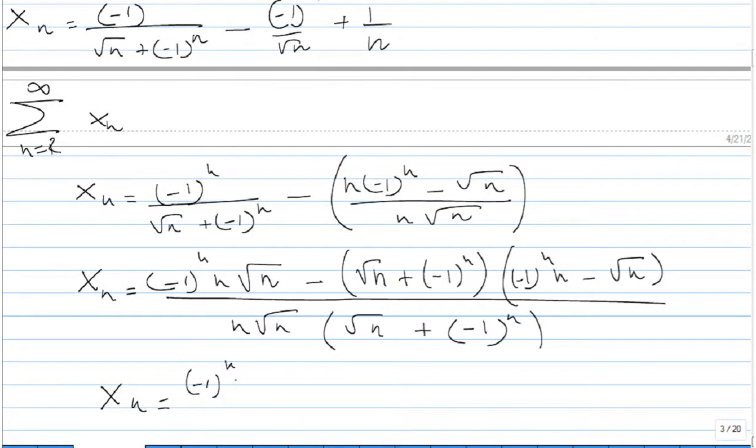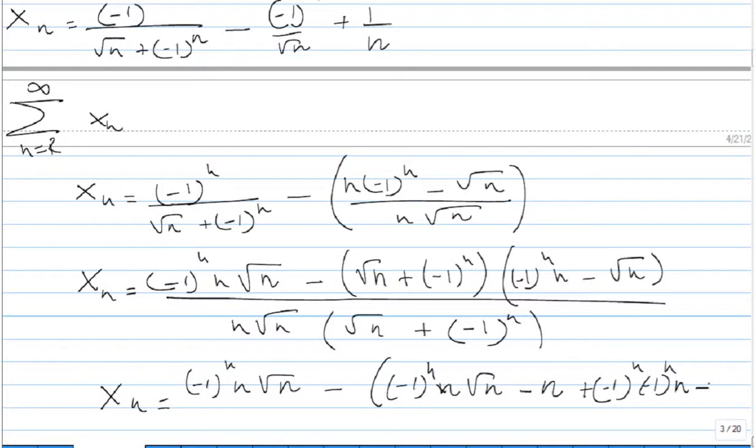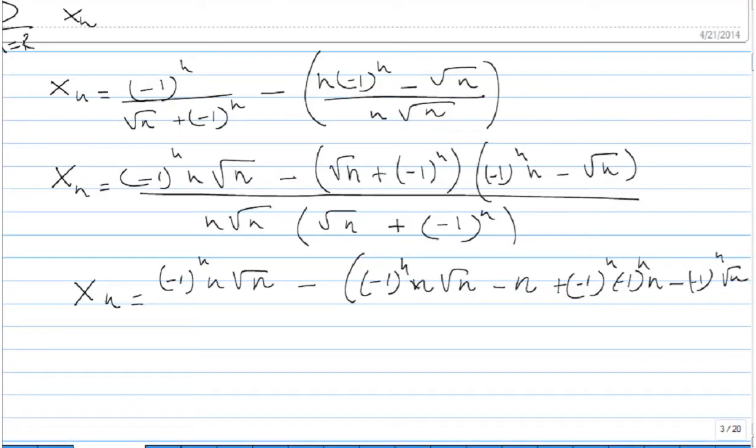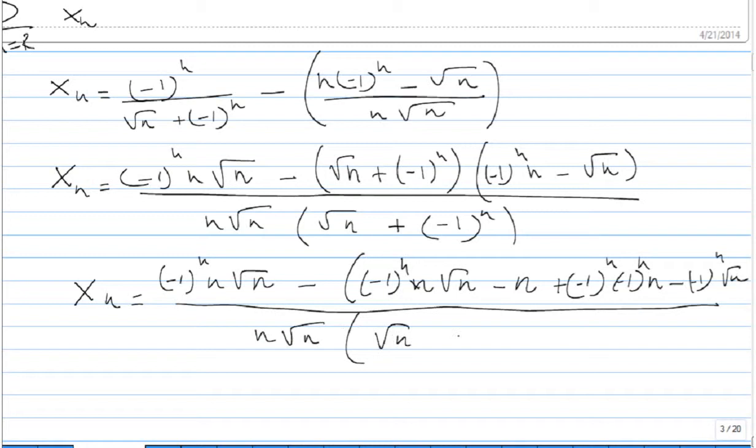So xn equals, and we have to develop all this, (-1)^n √n minus, so we have (-1)^n √n minus √n times √n, that's n, plus (-1)^n times (-1)^n times n minus (-1)^n √n, over n√n times (√n plus (-1)^n). So xn, now we start doing some algebra.